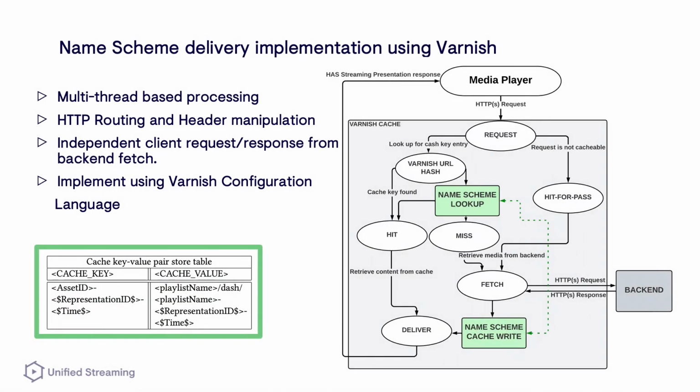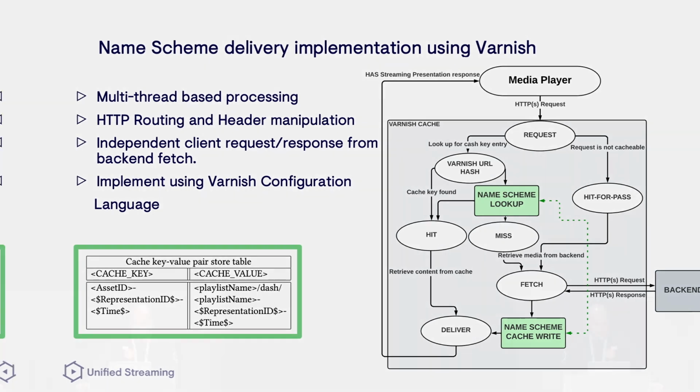This was implemented in the Varnish commercial version using VCL. VCL is the Varnish Configuration Language that makes it easier to write programs that can be implemented in Varnish and run very fast. So that was implemented, and in that scheme we use the asset ID and the timing to store the different content components in the cache.